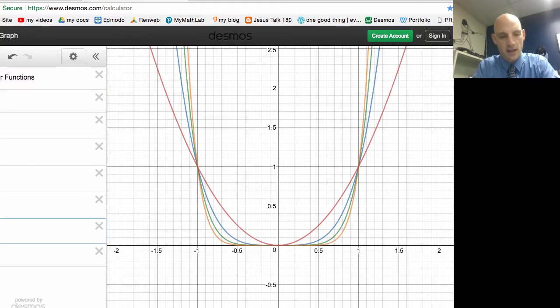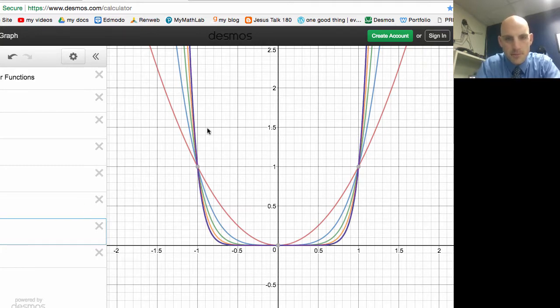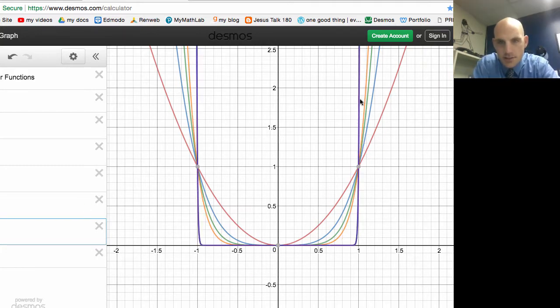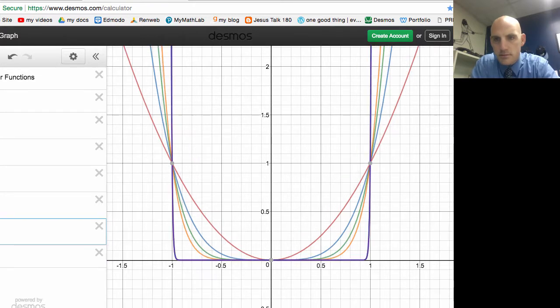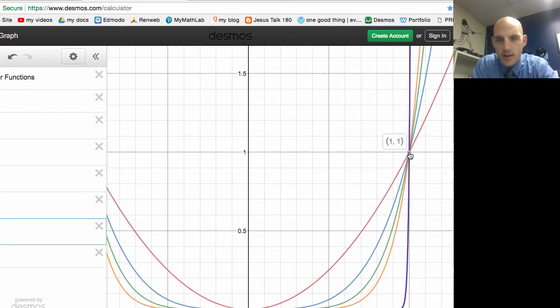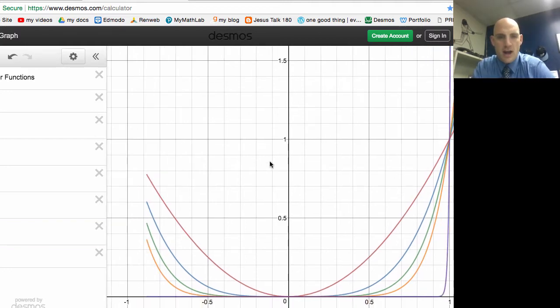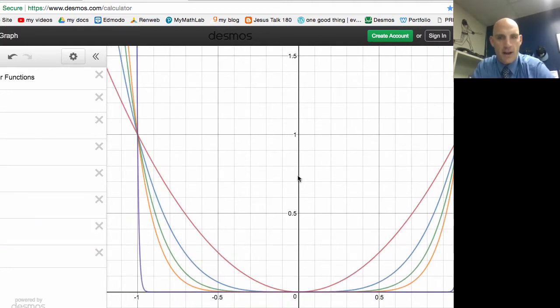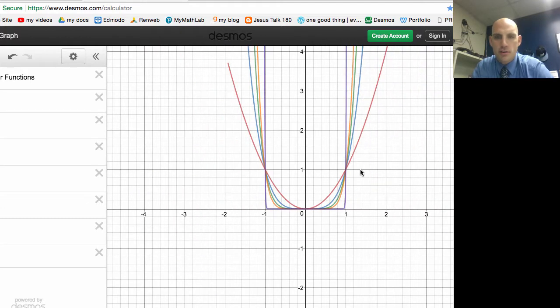What if I added an x to the 100th power? Look at how skinny that purple one is, right? Okay, so as I move in, my red is x squared. As I increase the power of even, skinnier, skinnier, skinnier. The bottom is wider, but the top is skinnier. The end behavior is what I'm looking at. Well, what does that tell us? Check this out. Look at what you notice.